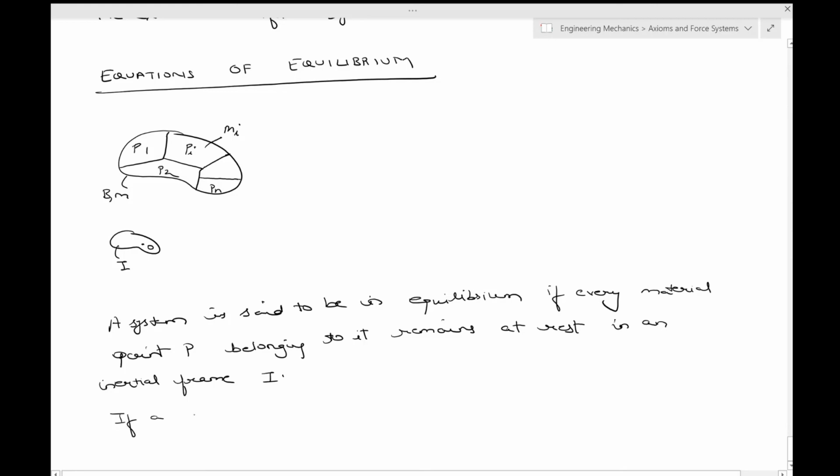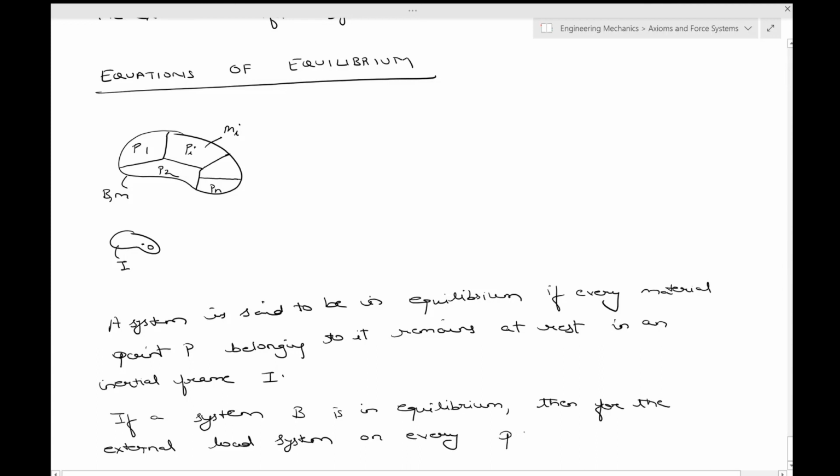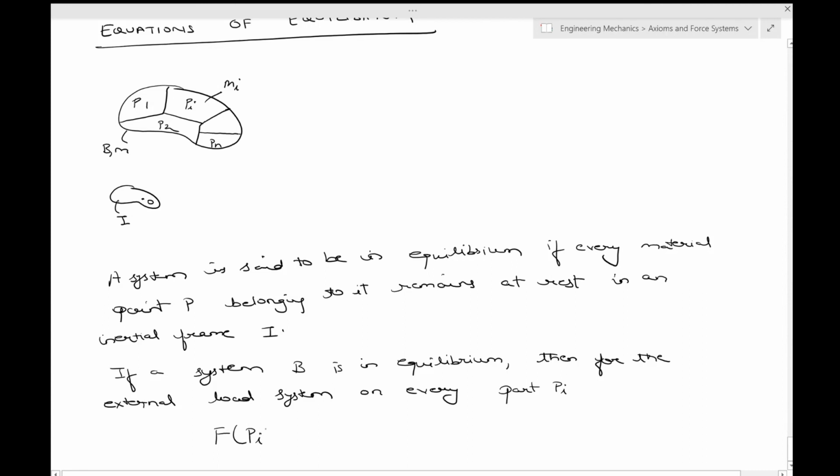If a system B is in equilibrium, then for the external load system on every part Pi, you will have F of Pi is equal to 0 and M_A for this Pi is equal to 0, equation 2.40. We'll prove this now.